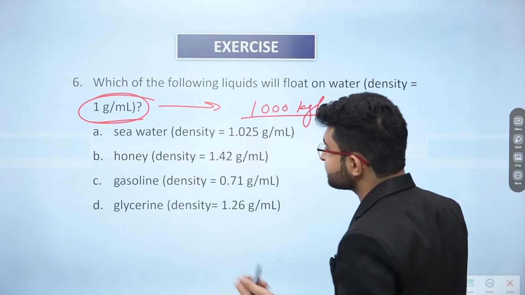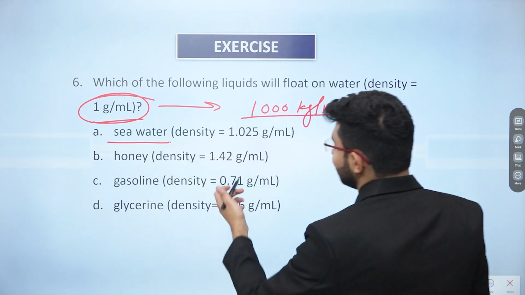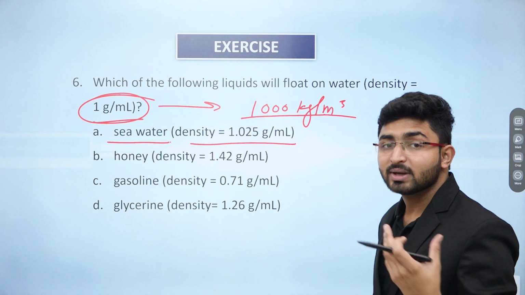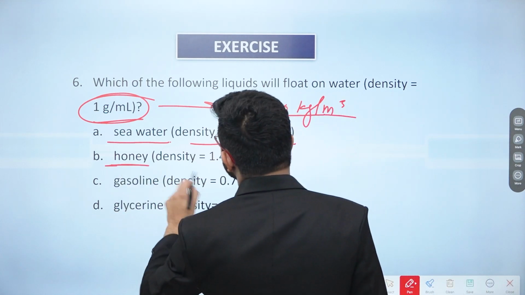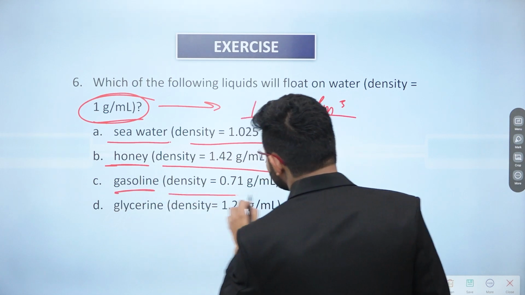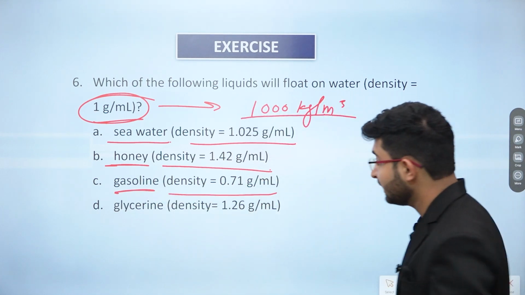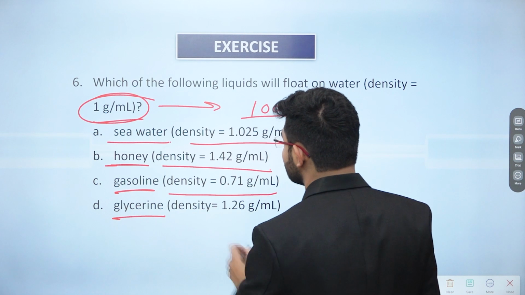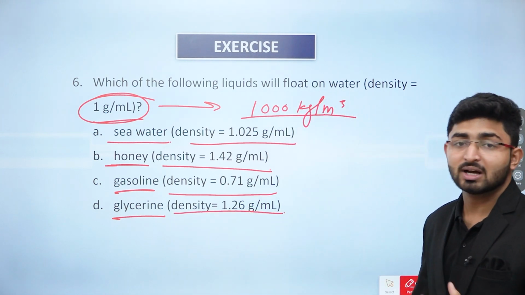Now the options are: option A, seawater, density is 1.025 gram per ml. Option B, honey, density is 1.42 gram per ml. Option C is gasoline, density is 0.71 gram per ml. And the last option is glycerin, the density is 1.26 gram per ml.